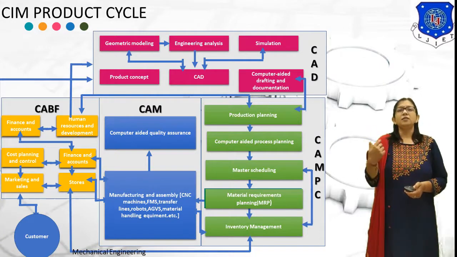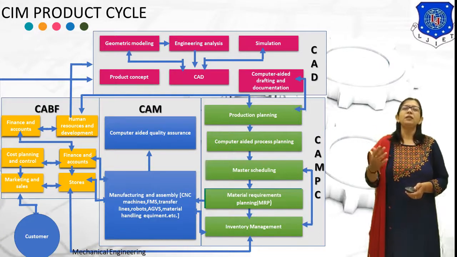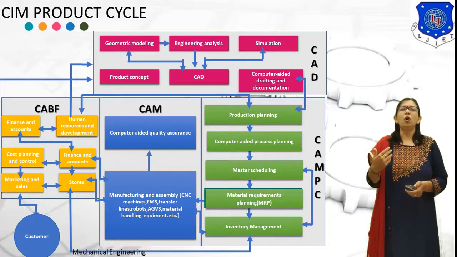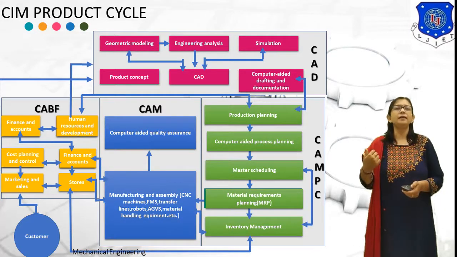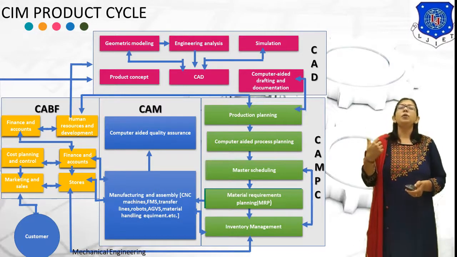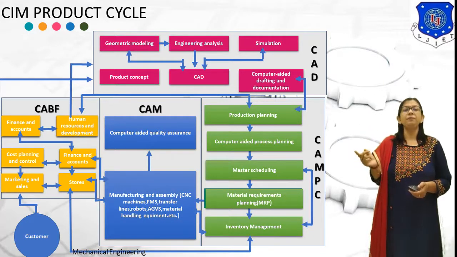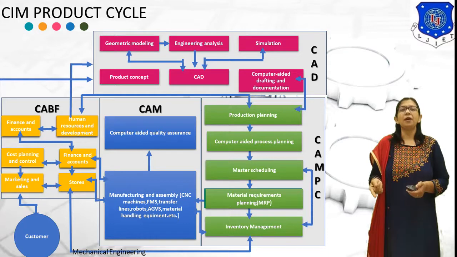The next stage is computer-aided manufacturing planning and control. Now, using the geometric model of the product stored in database, production planning and computer-aided process planning is carried out. Computer-aided process planning is followed by master scheduling, material requirement planning, and manufacturing resource planning.